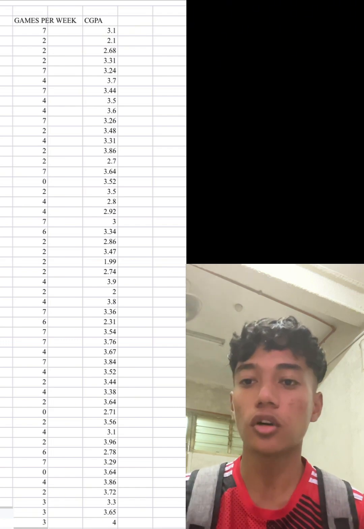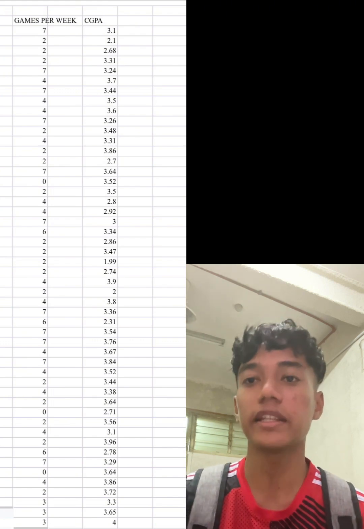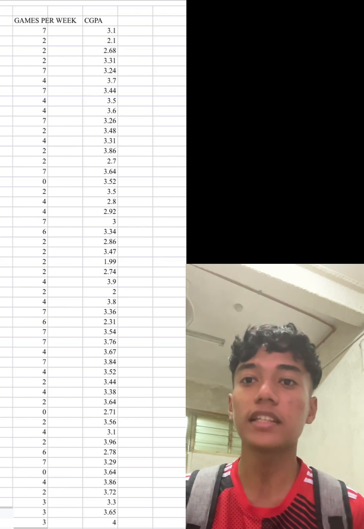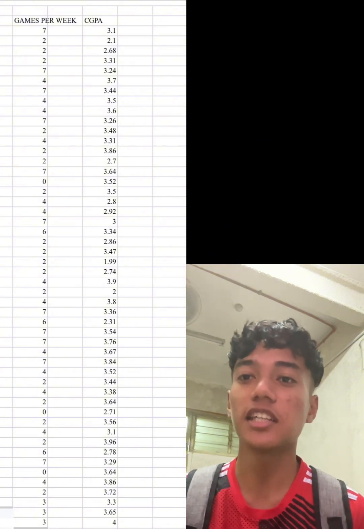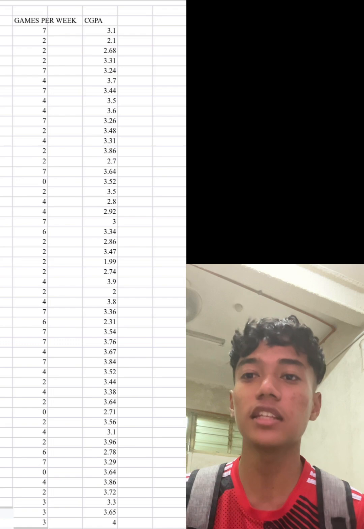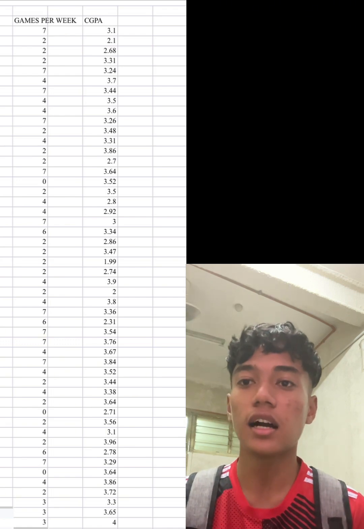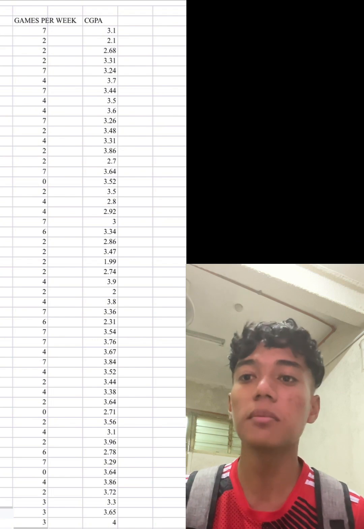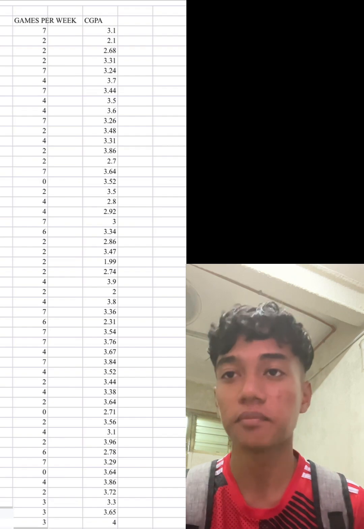In conclusion, respondents play an average of 3.8 games per week, which reflects moderate gaming habits. The distribution shows no extreme gamers, suggesting that gaming is not heavily disrupting their academic routines. Therefore, the relationship between gaming and academic performance in this group is expected to be minimal, with most students capable of balancing both activities.